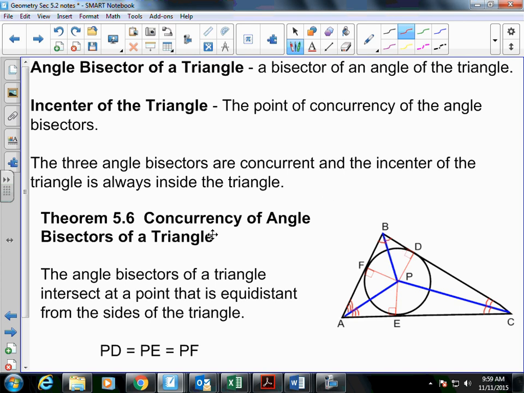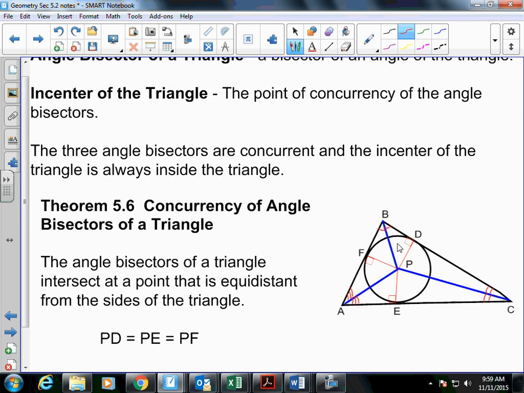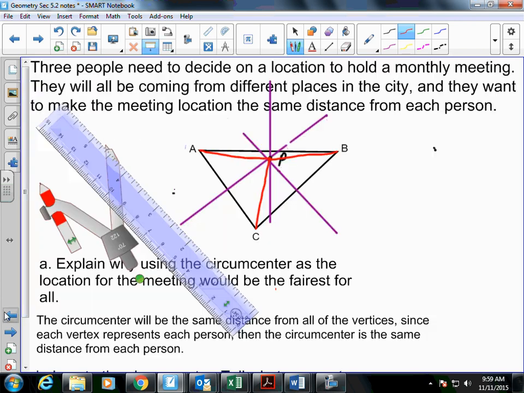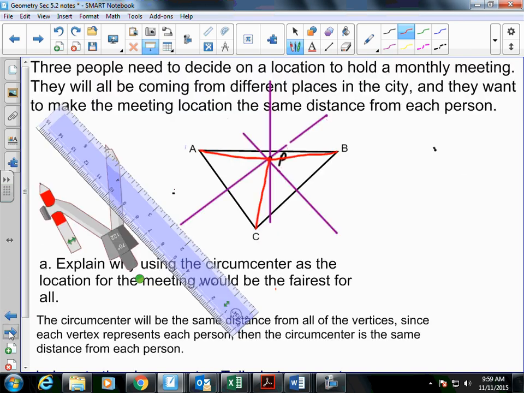And the angle bisectors of the triangle intersect at a point that is equidistant from the sides of the triangle. So in this case, the lines come from the vertices, and then the point of intersection is equidistant from the sides. And remember, the perpendicular bisectors come from the sides and meet in the middle, and then they're equidistant from the vertices. So these are just kind of the converse of each other.